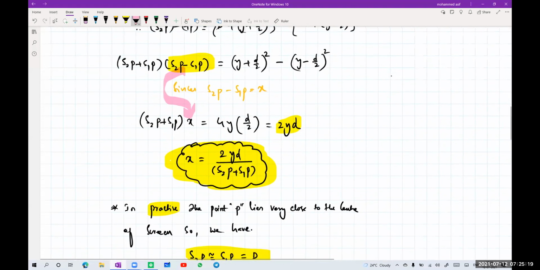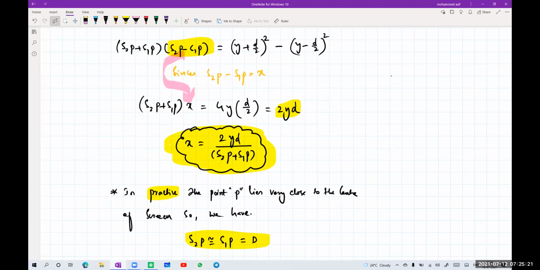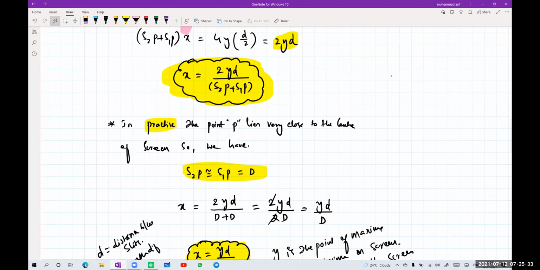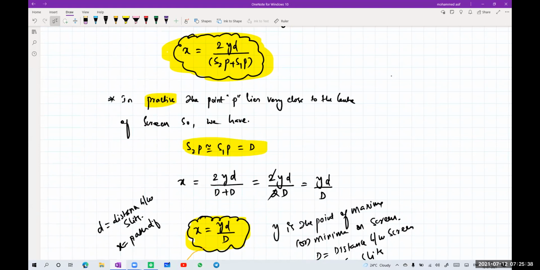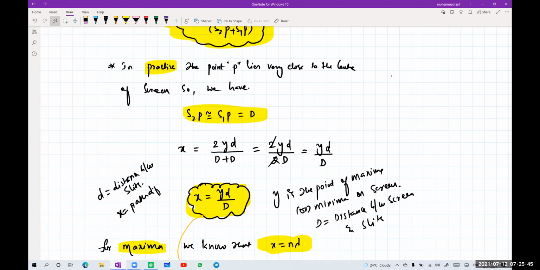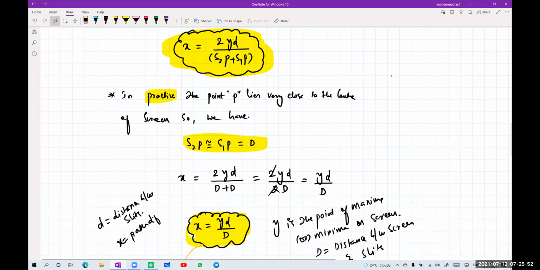But in practice, the point P is very, very close to the central maximum on the screen. That means theta is less than about 1 or 2 degrees, an approximate value. So S2P is almost equal to S1P, if I take it as capital D. So x is equal to 2Y into small d divided by D plus D. So 2 and 2 will get cancelled. So x is equal to Y into small d divided by capital D. Is that clear? So the path difference formula is x equal to Y into small d divided by capital D. Y is the point of maxima or minima on the screen, and d is the distance between the slits. So that is the path difference formula.